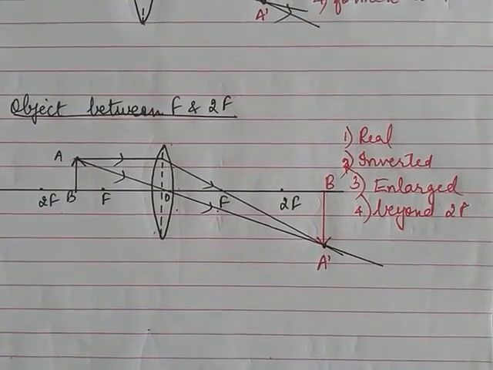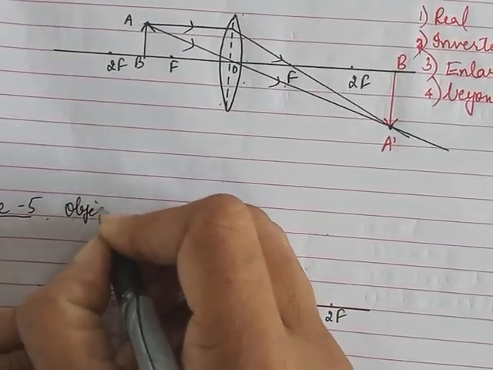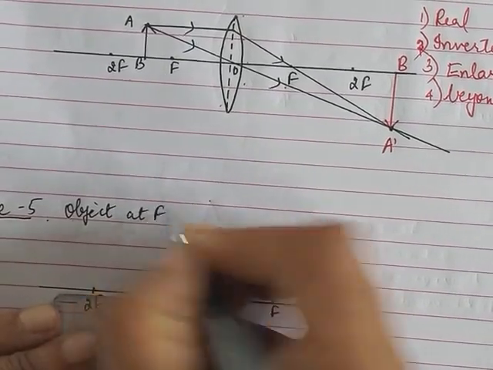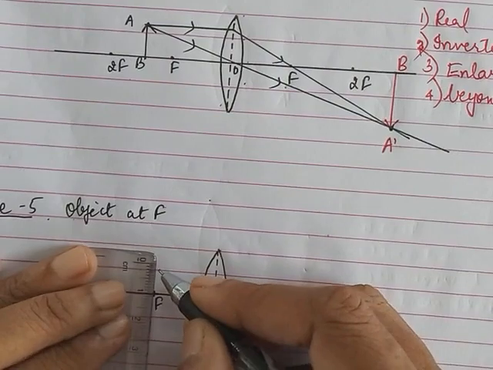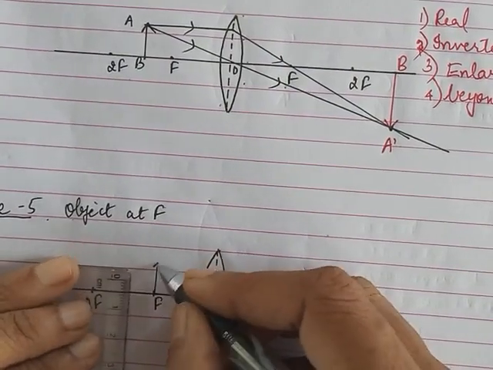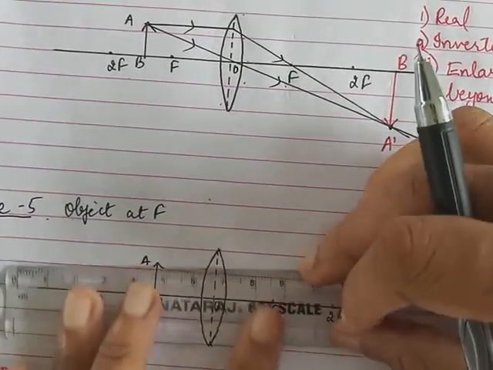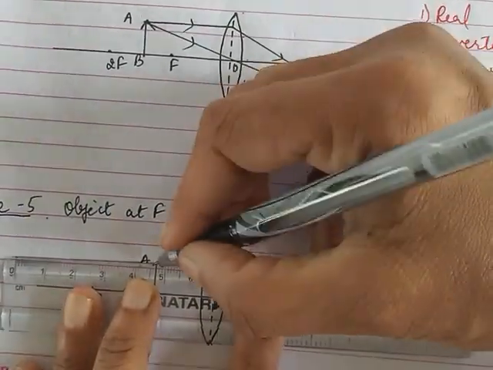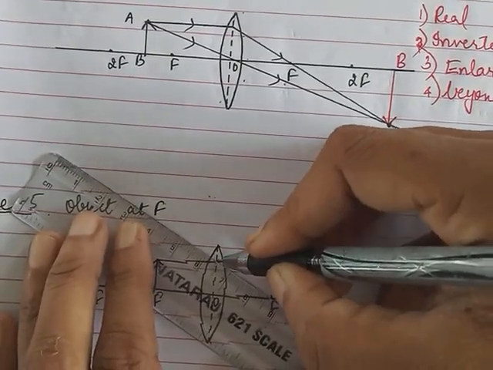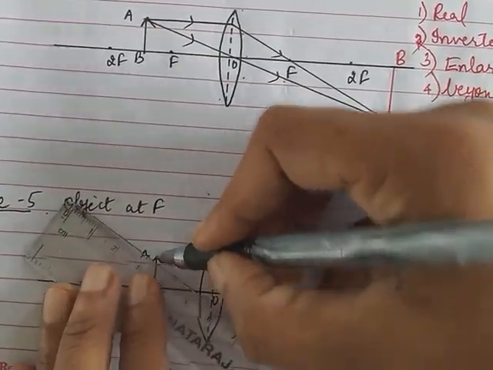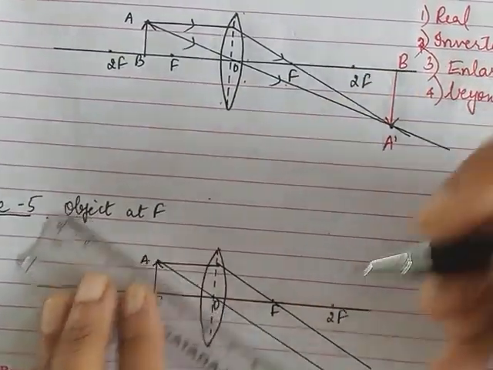Okay, children. Come to case 5. Object at f. We are shifting it towards the lens. So I take a 1 centimeter object towards f. This is my A, this is my B. And first ray parallel to principal axis, after refraction passing through principal focus, second ray passing through optical center.